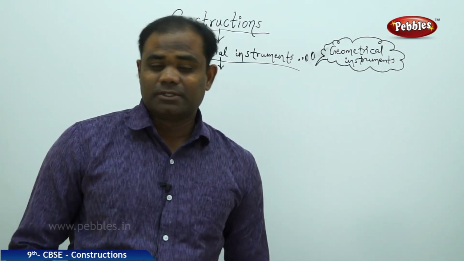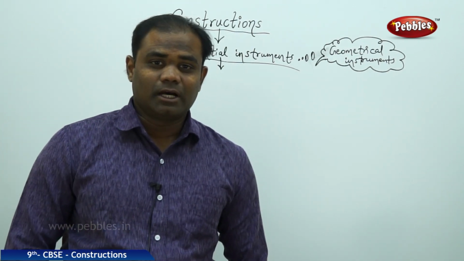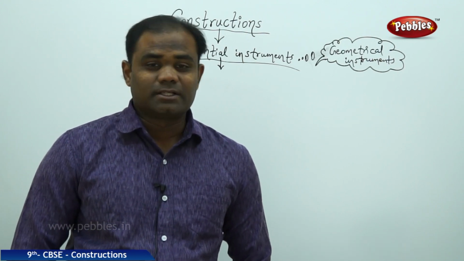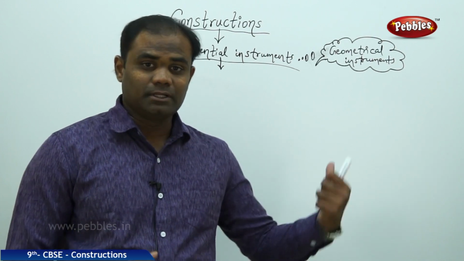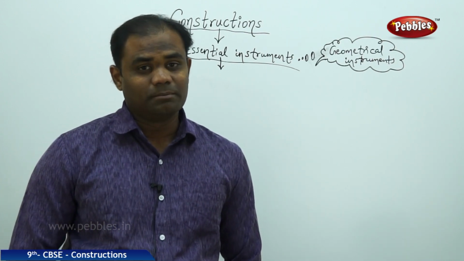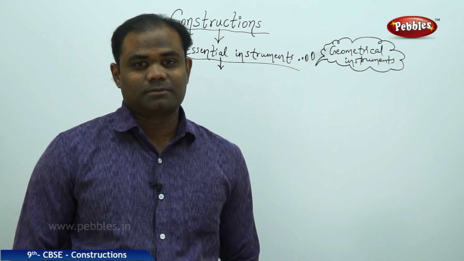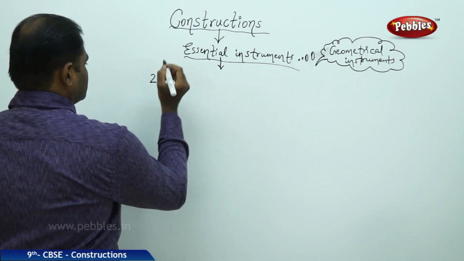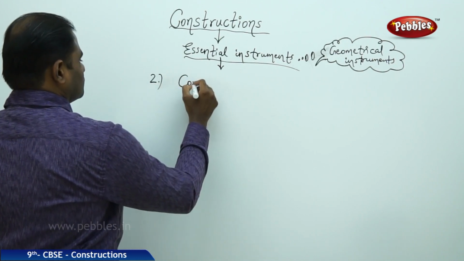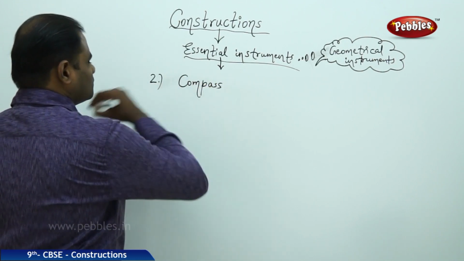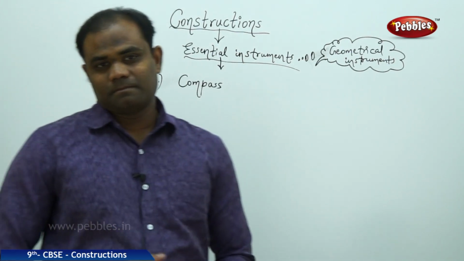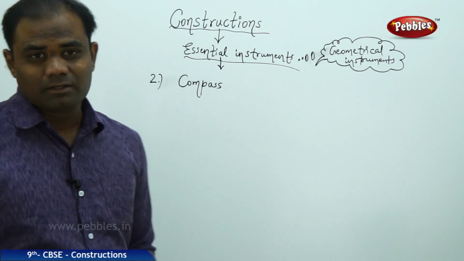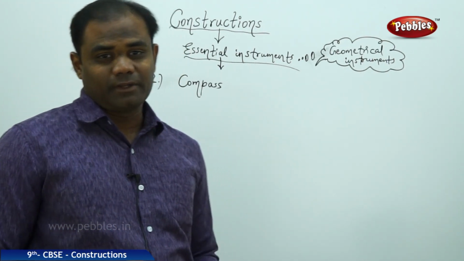Now the second essential geometrical instrument after the ruler is the compass. So let's see how the compass helps in construction of perfect pictures or perfect diagrams. So what is the compass? Here a compass refers to a circle. What we have discussed needs to be perfect.